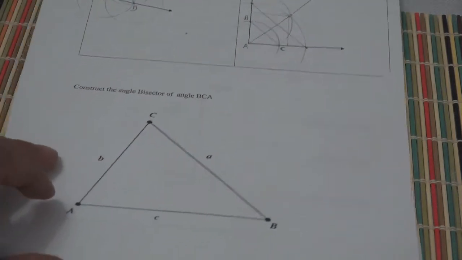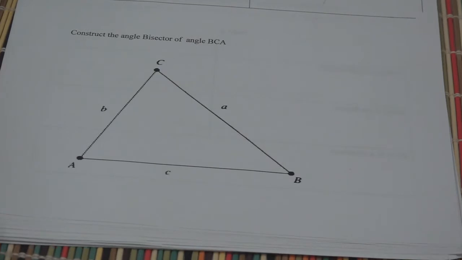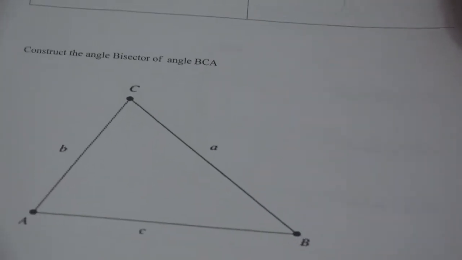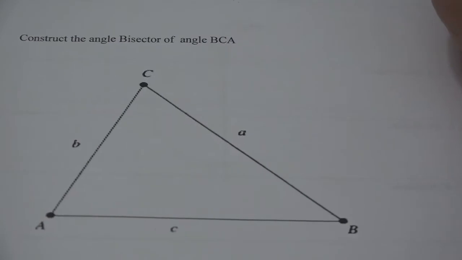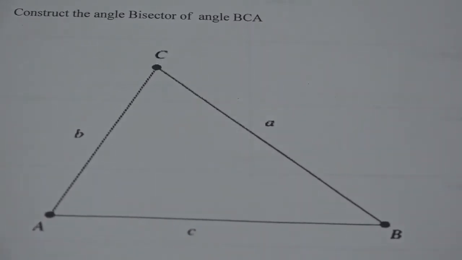All right. So now let us do the next problem. It says, construct the angle bisector of BCA. Let me make it larger so you can see it. We're on page 18. Construct the angle bisector of BCA.